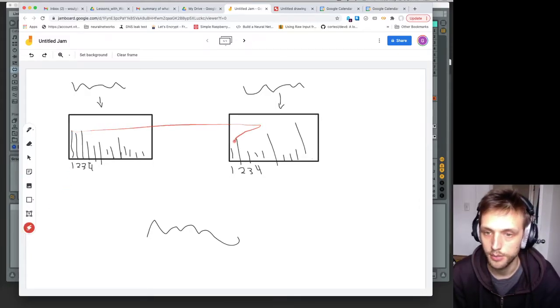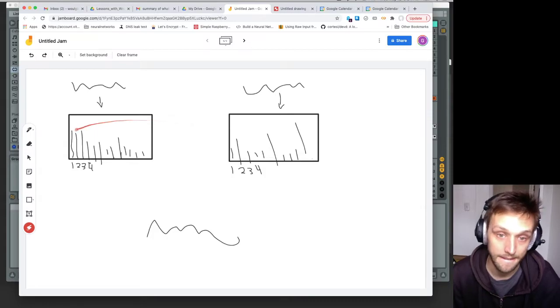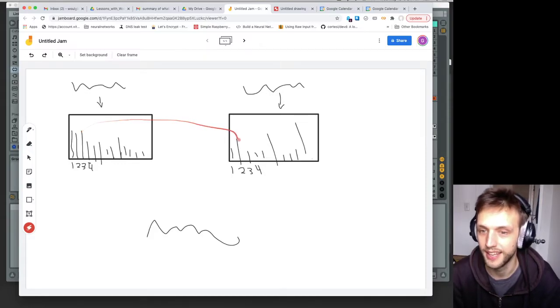This one, oops. This one and this one. I'm not very good at drawing. This one and this one. My art school teachers will be mad. This one and this one.